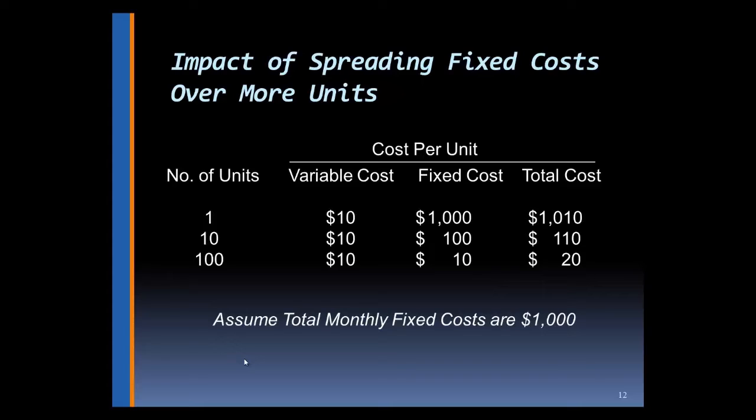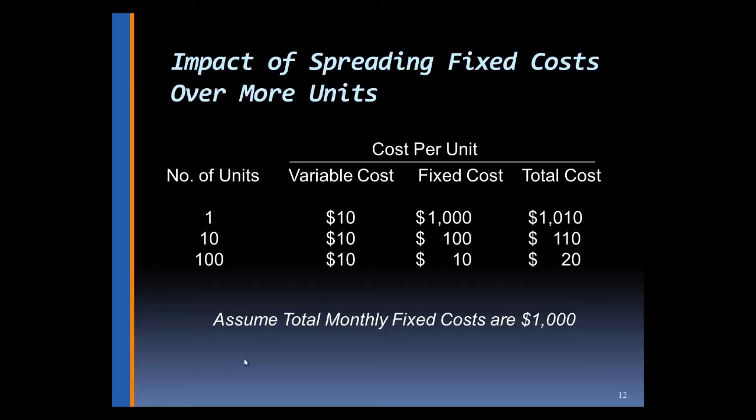So if we produce just one unit, the variable cost of that unit would be $10, and we would have to assign all $1,000 of the fixed cost to that unit. So the total cost of that unit would be $1,010. If we produce 10 units, the variable cost per unit would be $10, but now we divide the $1,000 by 10, so assign $100 of fixed cost to each unit, so the total cost of a unit is now $110.